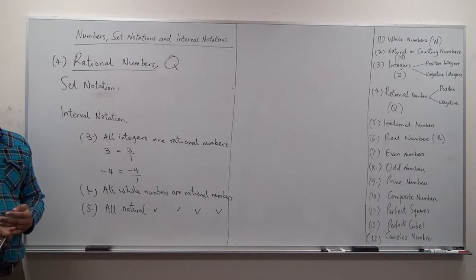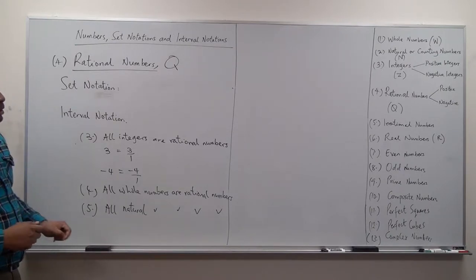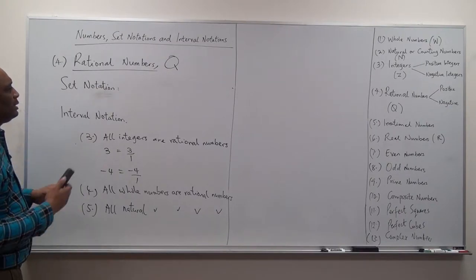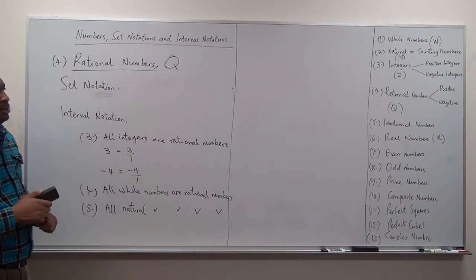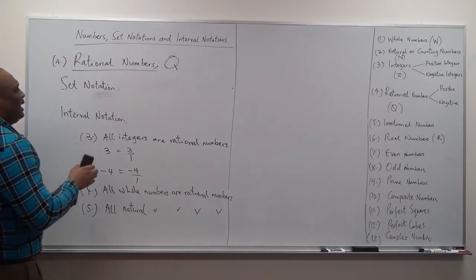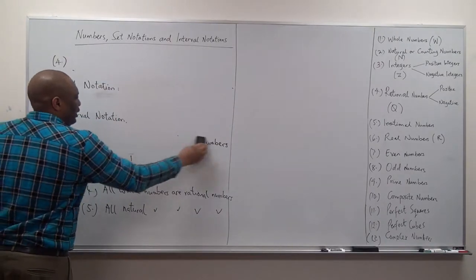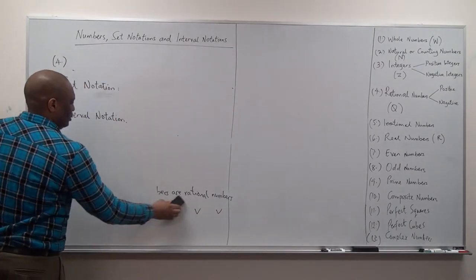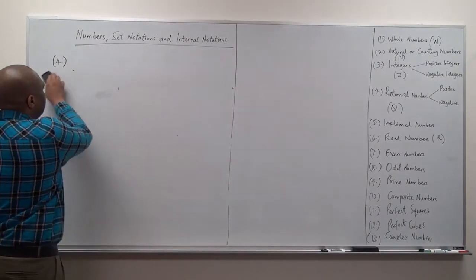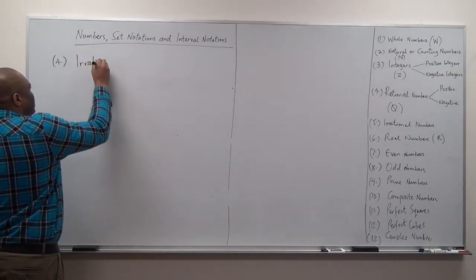So that is the rational numbers. I hope there's no question. If you have a question, let's do so. When we come to examples, it will give you a better understanding. Then the next one we are going to look at is irrational numbers.